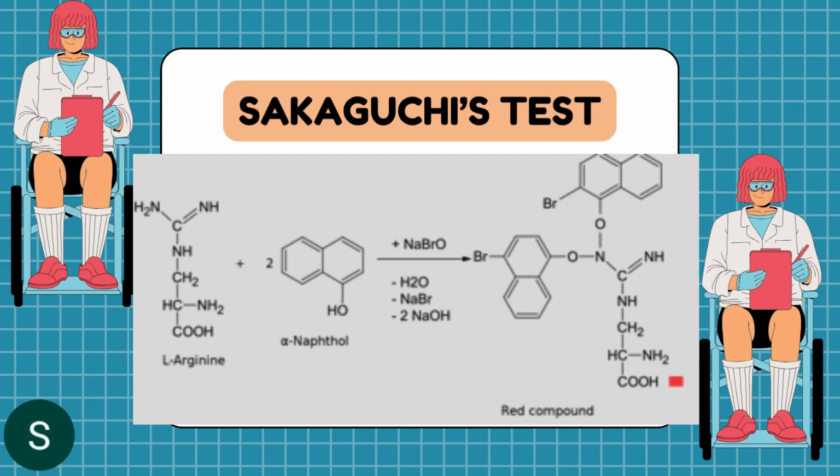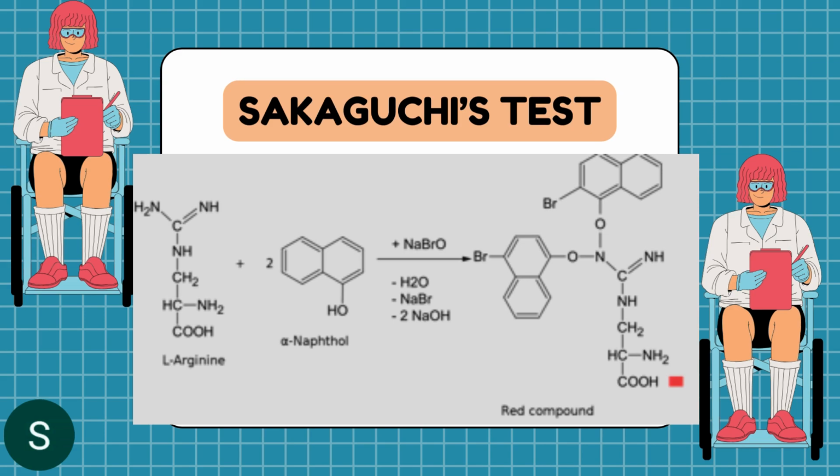Okay, so your Sakaguchi's test specifically para to sa arginine, pang-determine. Okay? So yung arginine mo daw, meron siyang guanidinium group. And you also have your alpha naphthol. So, two molecules of alpha naphthol would react with your sodium hypobromite. Okay, so in this case, your sodium hypobromite in an alkaline condition. So, you have to remember na ito, magre-react lang siya pag alkaline yung condition niya. Pag hindi, wala. Okay? So, pag sa Sakaguchi's test, dapat yan, alkaline solution siya.